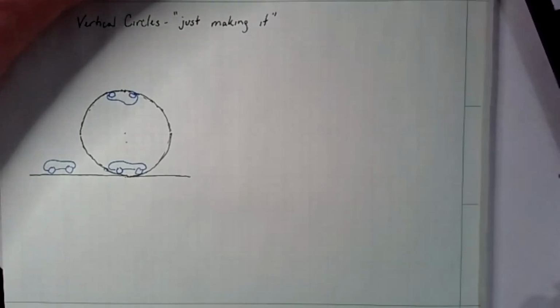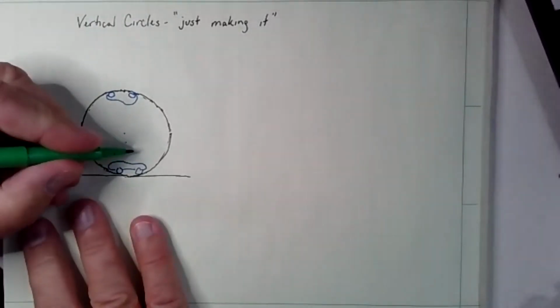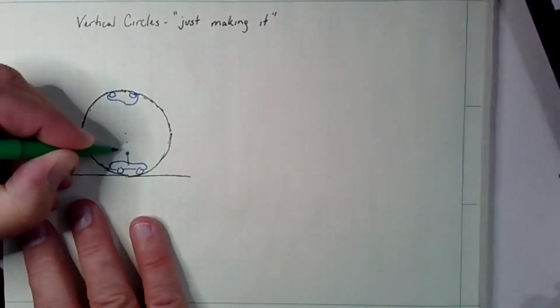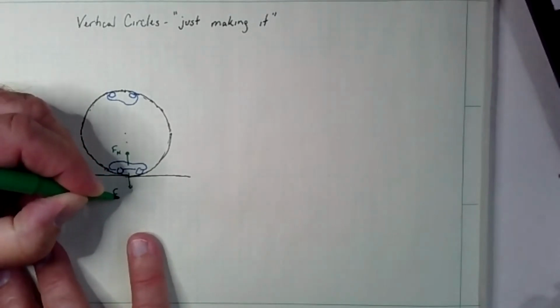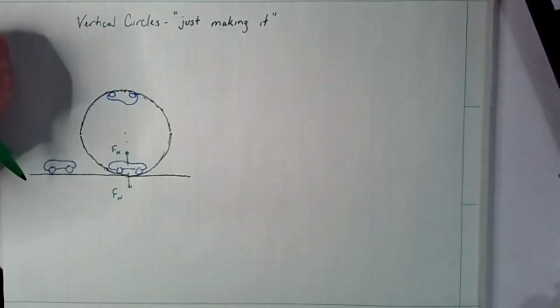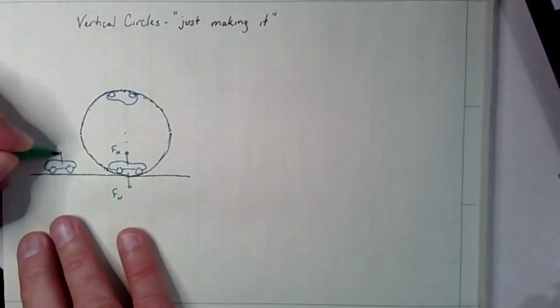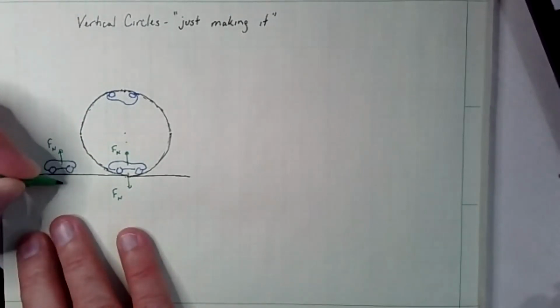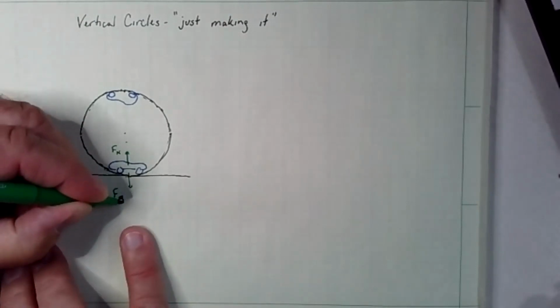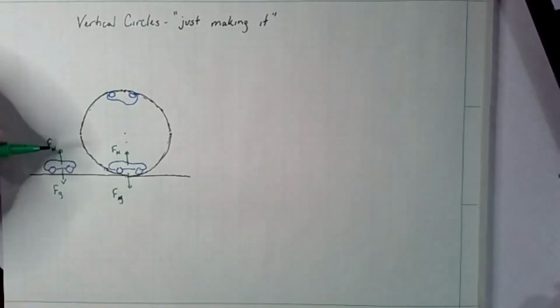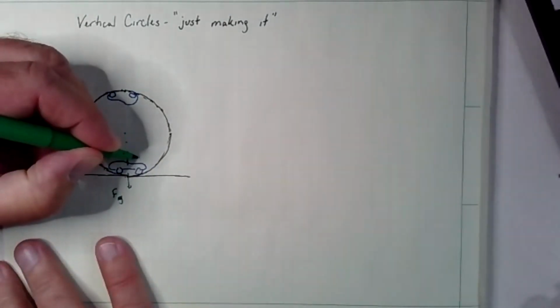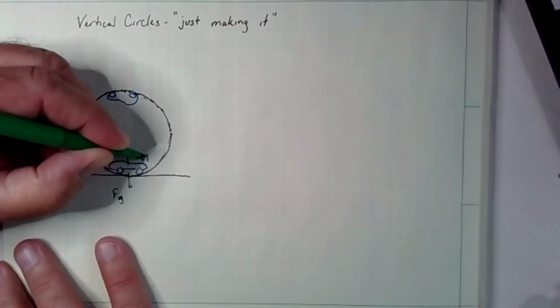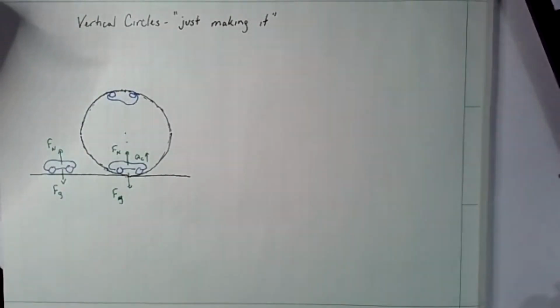Down at the bottom, we have two forces acting on it: the normal force and gravity. But at the bottom, they oppose each other. Now, if this was just a car zipping along, these forces would be equal to each other. But as soon as we enter the loop, it's going to execute circular motion. And the implication is that the centripetal force is going to be upward because centripetal means inward.